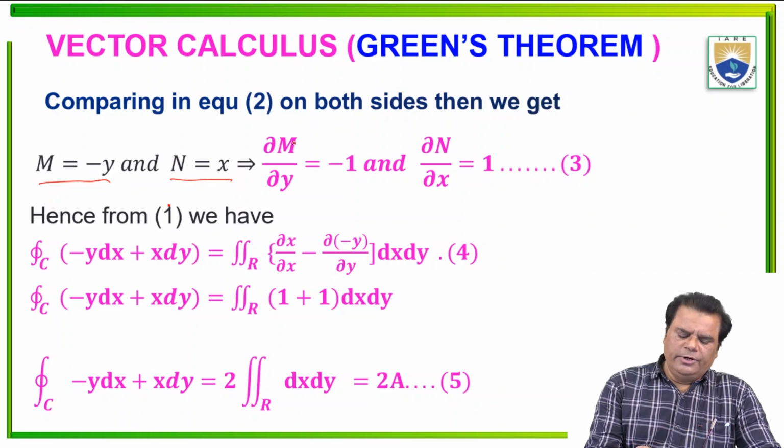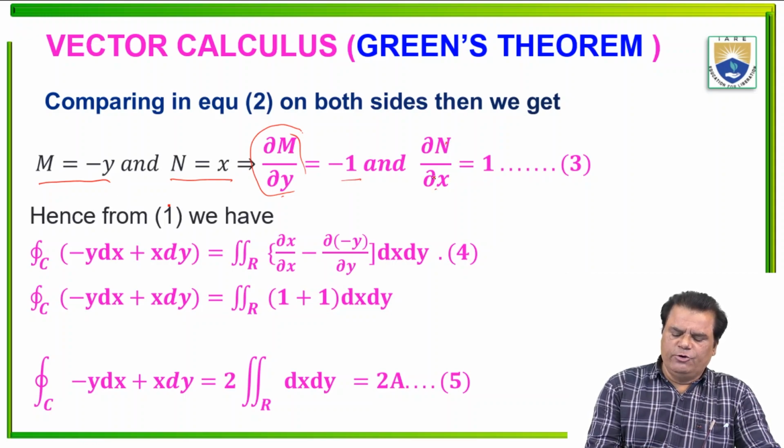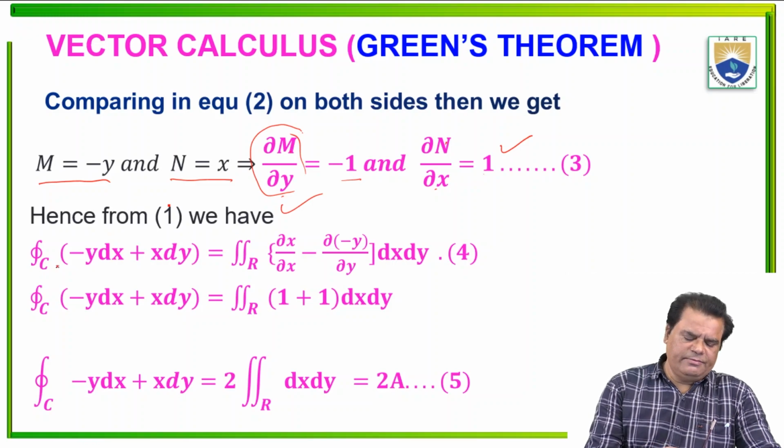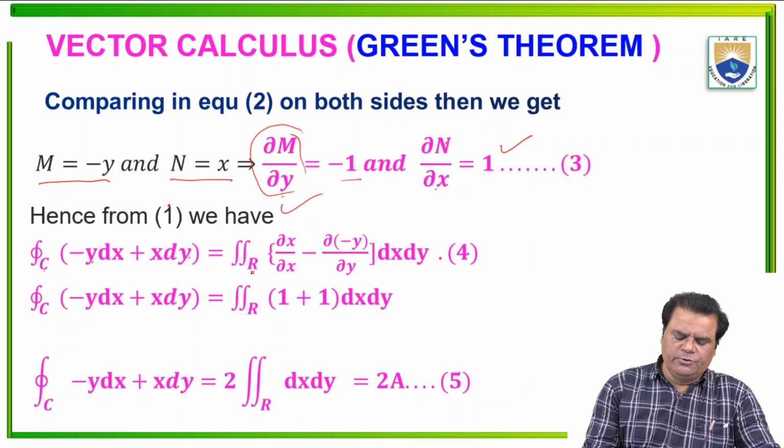Now differentiating M with respect to y, dou M over dou y is minus 1. Differentiating N with respect to x, dou N over dou x equals 1. Hence we have these values. In formula 1, the integral over C of minus y dx plus x dy equals the double integral over R of dou N over dou x minus dou M over dou y.